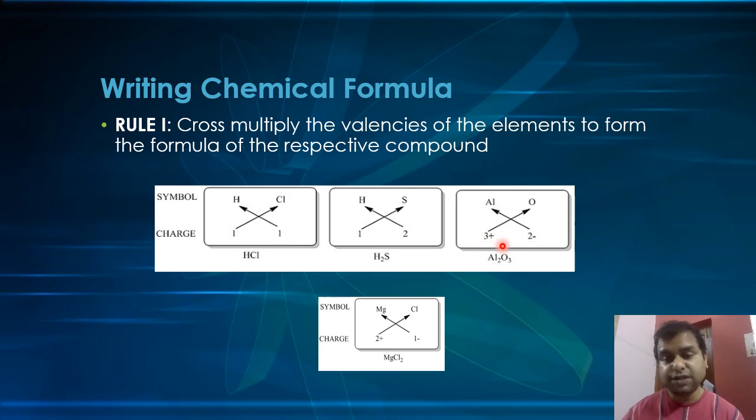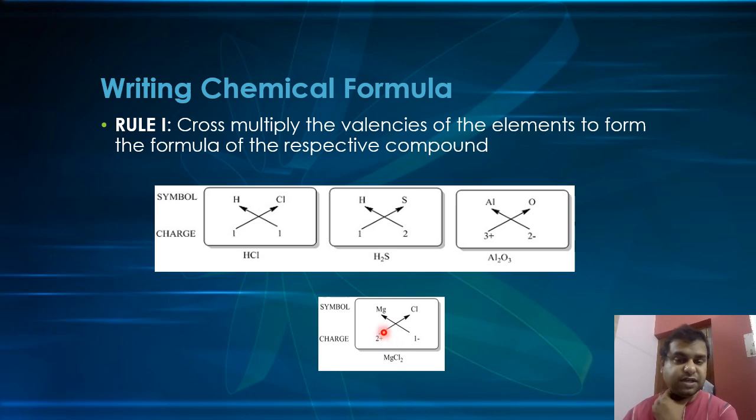Aluminium has a positive 3 charge, whereas oxygen has a negative 2 charge. The 2 of oxygen multiplies with Al and the 3 of aluminium multiplies with oxygen, as a result of which you get Al2O3. Once again, notice it does not say 2Al and 3O. It says Al2O3, which means this is how the formula is written based on the structure, how it forms. So two atoms of aluminium actually combine with oxygen.